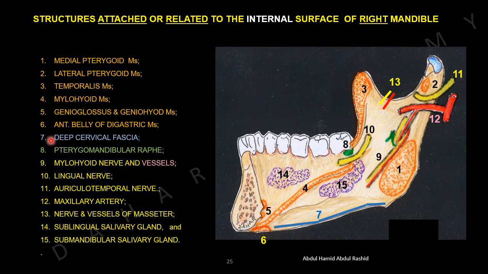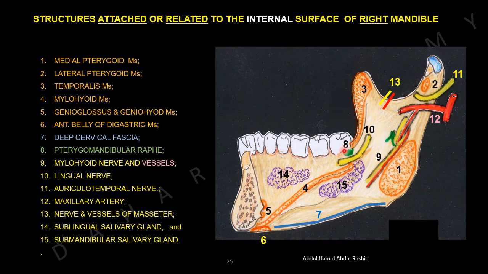Next is number 7, along the base of the mandible, which is not attached by muscle, but it is attached by deep cervical fascia. And number 8, this green color near the third molar tooth, is the attachment of the lower end of the pterygomandibular raphe. It forms a common attachment for two muscles, anteriorly the buccinator muscle and posteriorly the superior constrictor muscle.